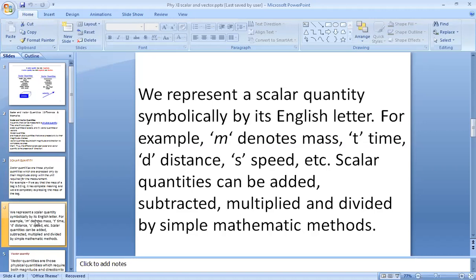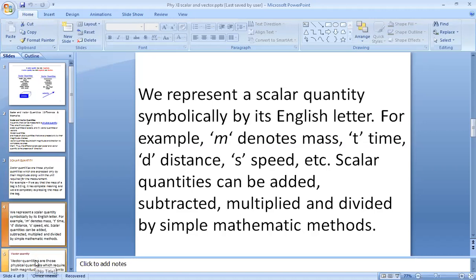It's okay. And regarding subtraction, multiplication and division of scalar quantities, very easy and simple mathematical rules and methods apply. For example, 2 plus 2 is 4, 2 minus 2 is 0, 2 multiplied by 2 is 4, 2 multiplied by 3 is 6, 2 plus 3 is 5. As compared to that, the addition and multiplication of vector quantities is not as easy, and you know this from your lower classes.